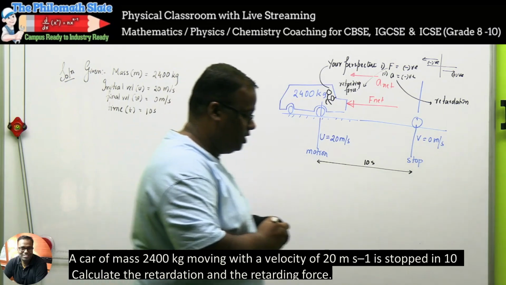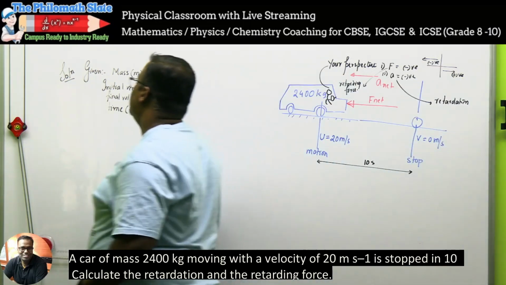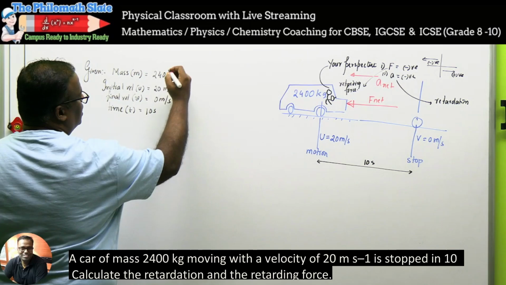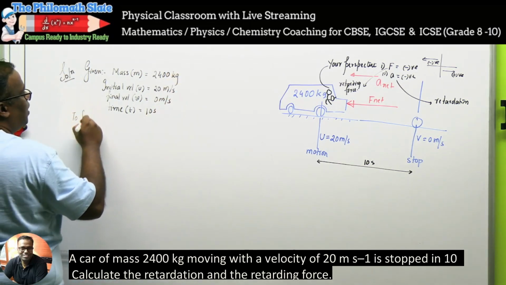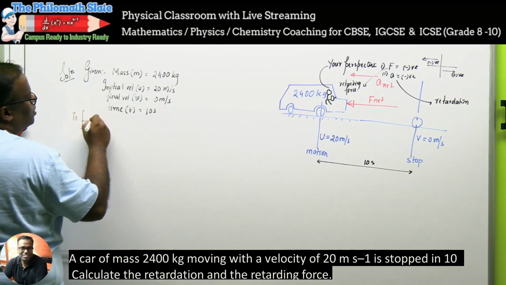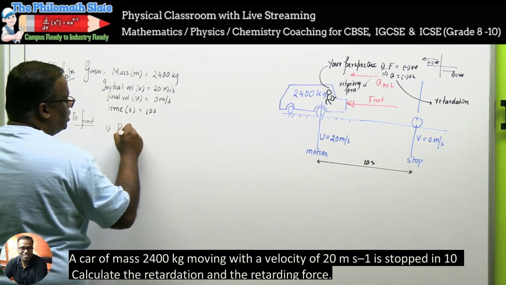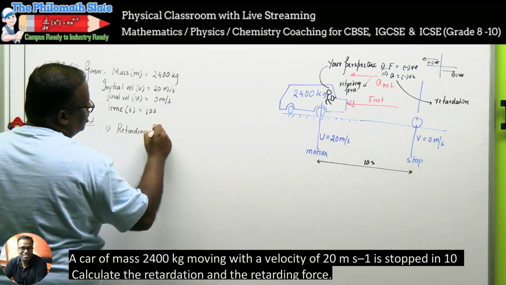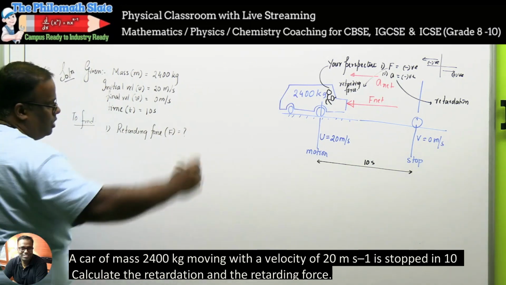Okay, I'll change the pen. Time t is equal to 10 seconds. Now just check whether everything is in SI system. Yes. To find, what am I asked to find out here? Number one, the retarding force, which is F, and I don't know. I've shown the retarding force out here.